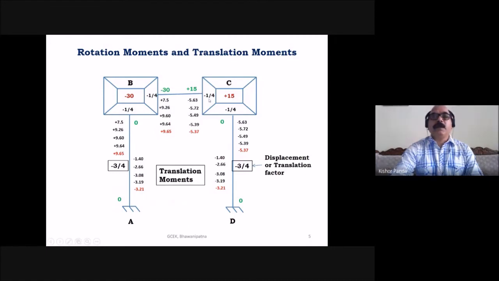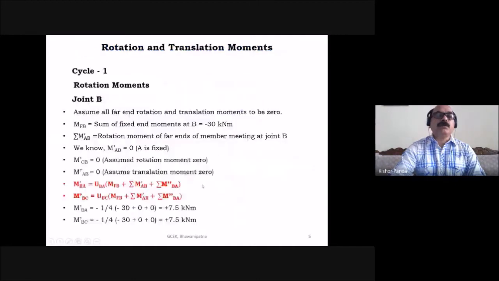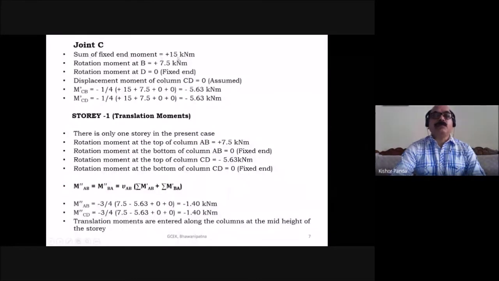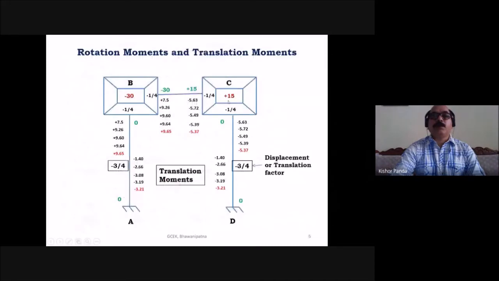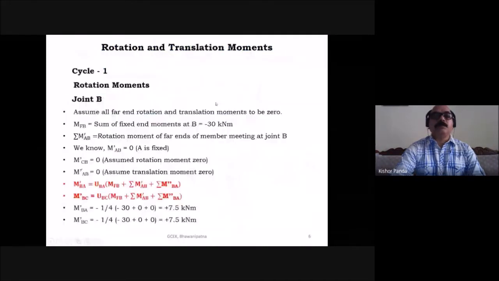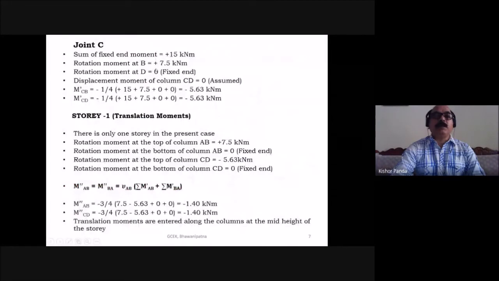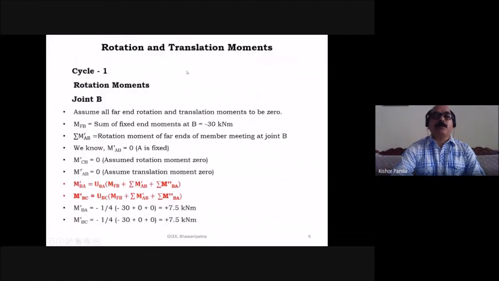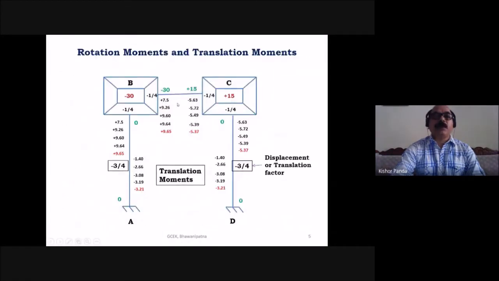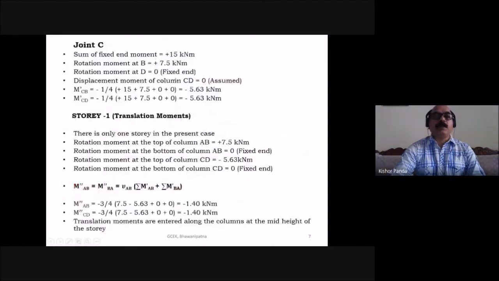Similarly, go to the joint C and you find out M dash CB and M dash CD. When you will find out M dash CB, so the far end rotation moment, this side you have to take plus 7.5 and this side you have to take 0 due to fixed end at joint D. So go to the joint C, sum of fixed end moment here you know plus 15. And rotation moment at B you have to take plus 7.5, the far end. And rotation moment at D you are 0 fixed end, and displacement moment of column CD you are 0.